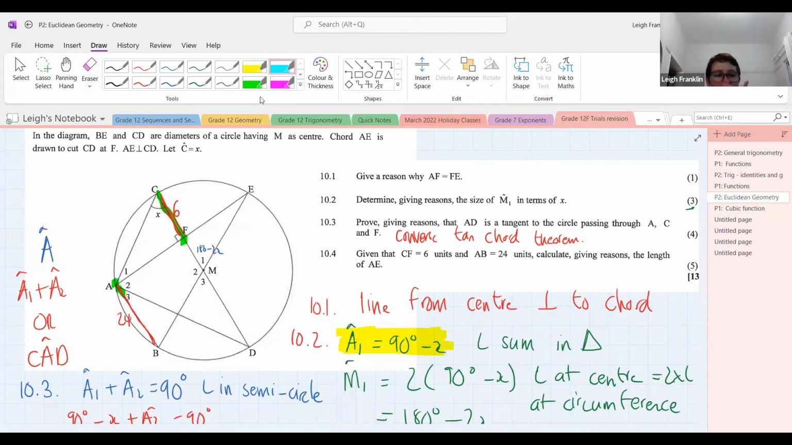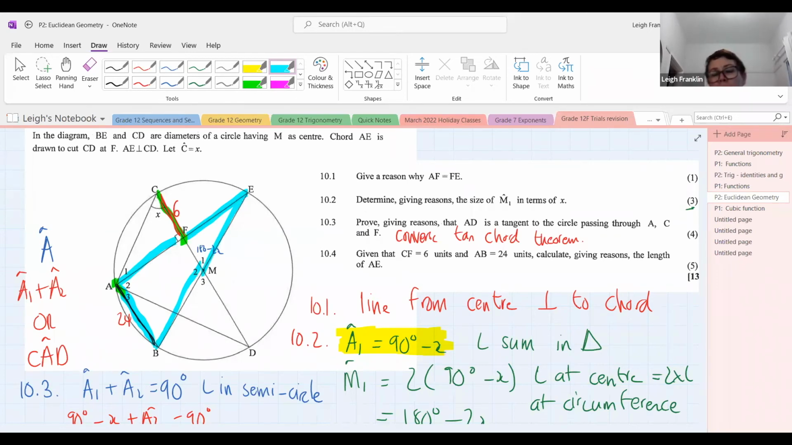Now we've got to think about the other information that we've got in this triangle. In this diagram, we know that AF equals FE, and they've told us something about AB over here. So that's this line over there. We also know that BM equals ME.